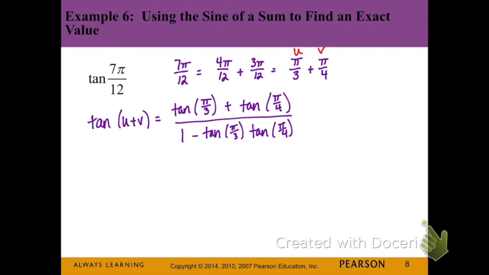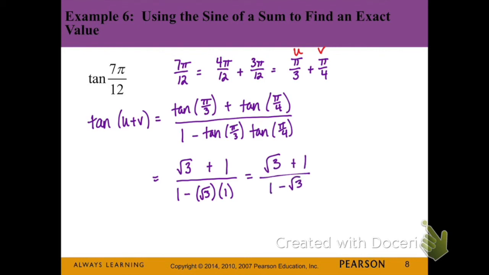So now think back to our unit circle, figure out what tangent of pi over 3 is and what tangent of pi over 4 is. Remember, tangent is y divided by x. Once you have those values plugged in, we can simplify the bottom. And then we're going to go ahead and rationalize this one.